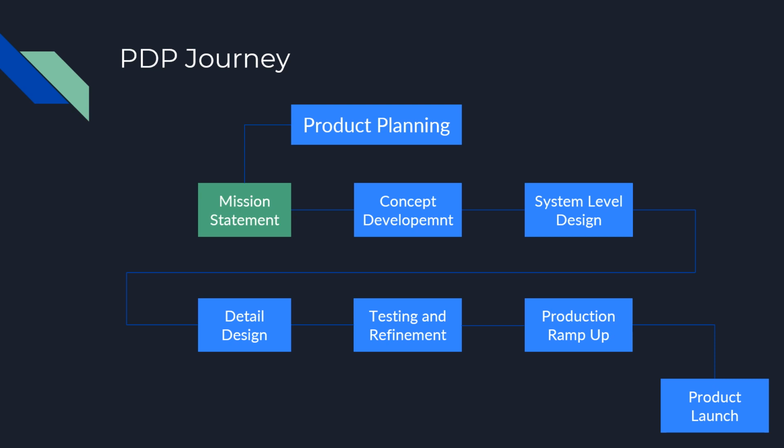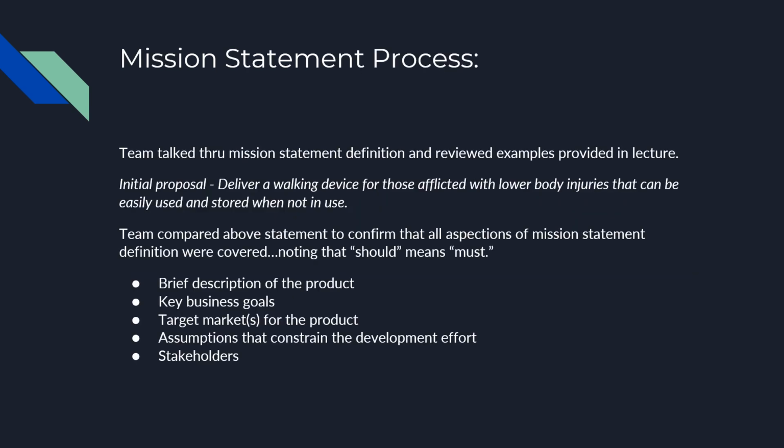Mission statement was our first task. We talked through our mission statement definition and reviewed examples provided in the lecture slides. Our initial proposal was to deliver a walking device for those afflicted with lower body injuries that can be easily used and stored when not in use. We compared the above statement to confirm that all aspects of the mission statement definition were covered, noting that anywhere in the lecture slides the word "should" be translated into "must."